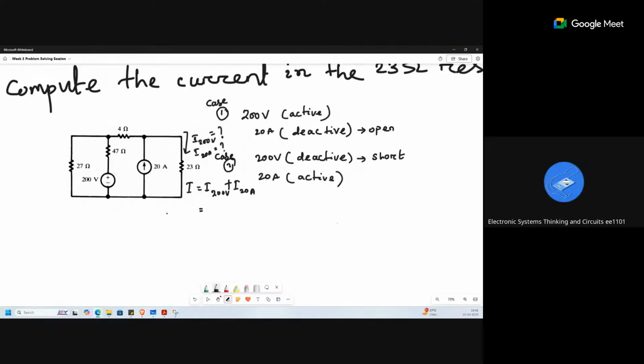Do all the calculation, then I will do it. Okay, guide me, ma'am, and I will do it, as we have done in the previous problem. Ma'am, I have got I for 200 volt is 0 and I for 20 ampere is 20 ampere. Okay, you are getting different answers. Let's solve it, then we can see which is the correct one, right?